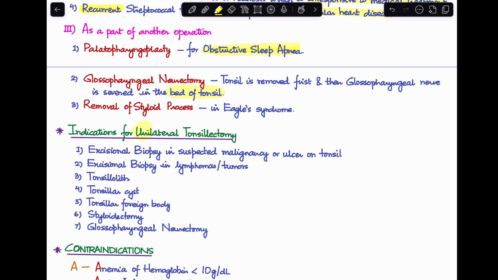Yes, these are excisional biopsy in a case of suspected malignancy or ulcer on tonsil, excisional biopsy in lymphomas and tumors, tonsillar lith, tonsillar cyst, tonsillar foreign body, styloidectomy, and glossopharyngeal neurectomy. These are the indications for unilateral tonsillectomy.